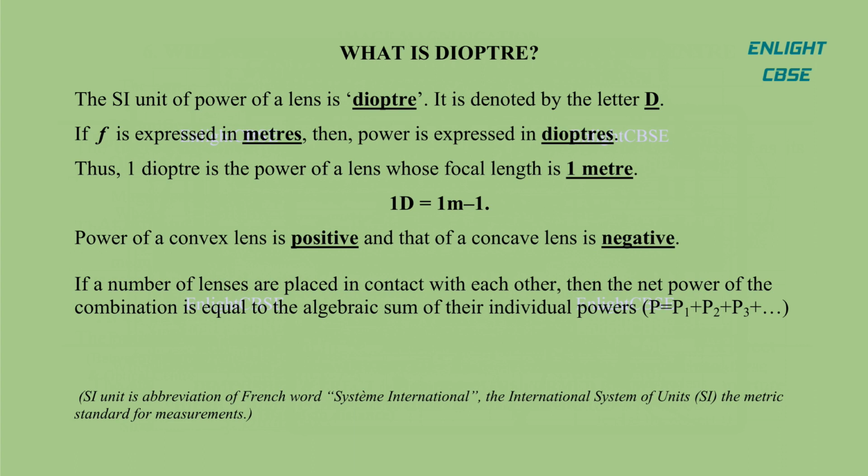If a number of lenses are placed in contact with each other, then the net power of the combination is equal to the algebraic sum of their individual powers, like P = P1 + P2 + P3 and so on.